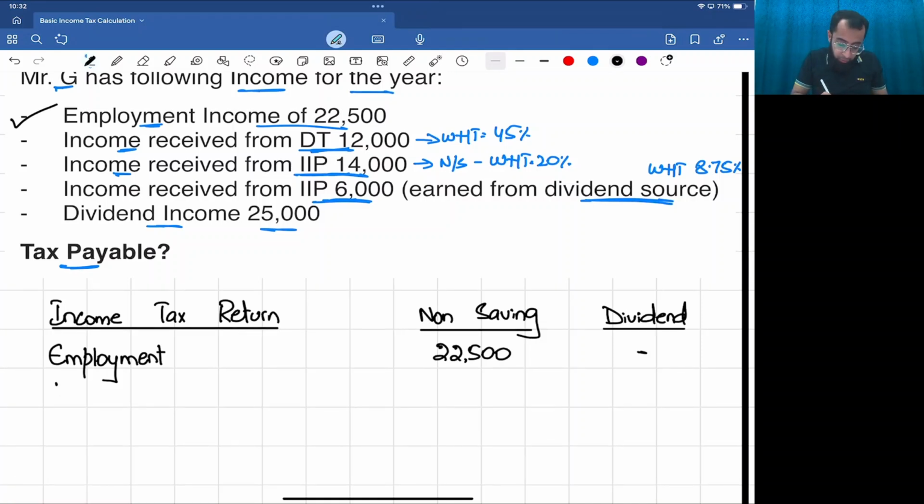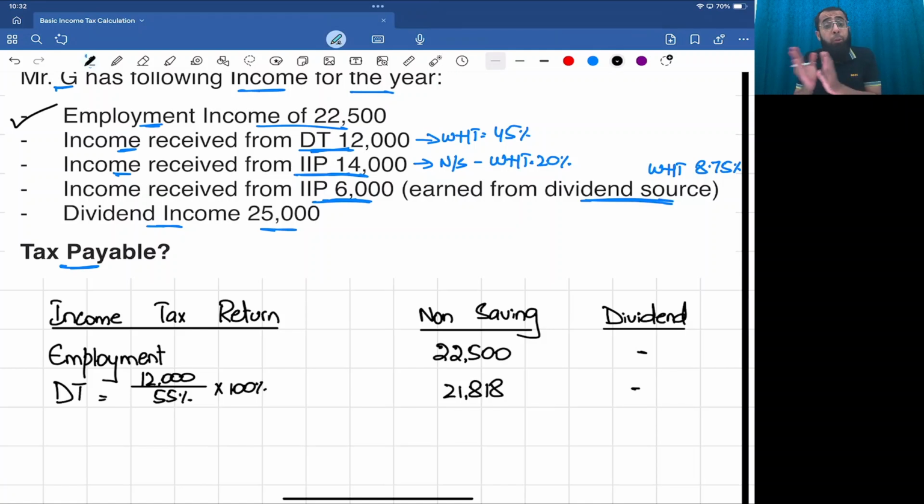Then comes the discretionary trust. 12,000, 45% is the withholding. So you gross it up, divided by 55, multiplied by 100. So that gives you 21,818. Discretionary trust always goes in non-saving income. 45% withheld, you gross it up to 55% because you got 55% in your hand.